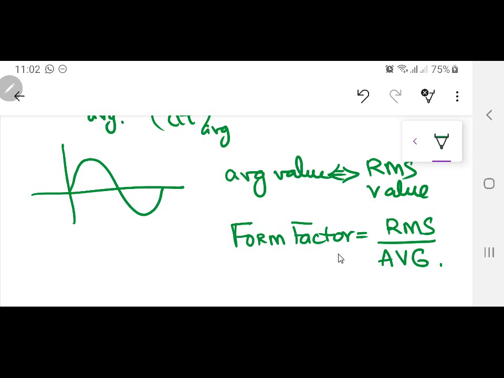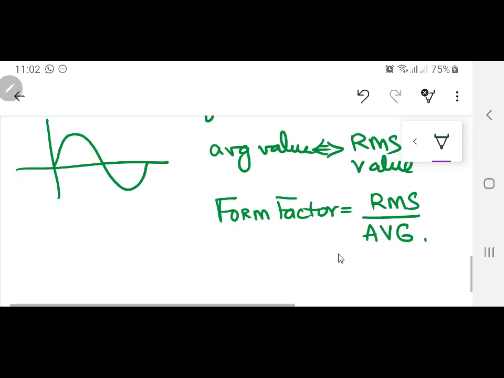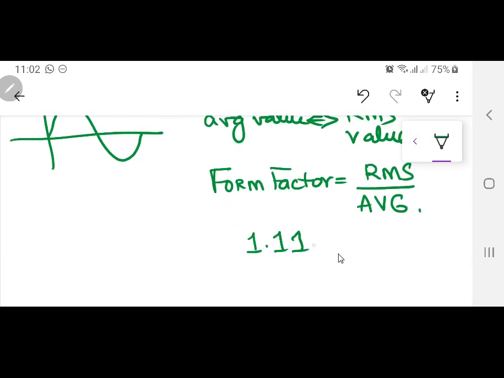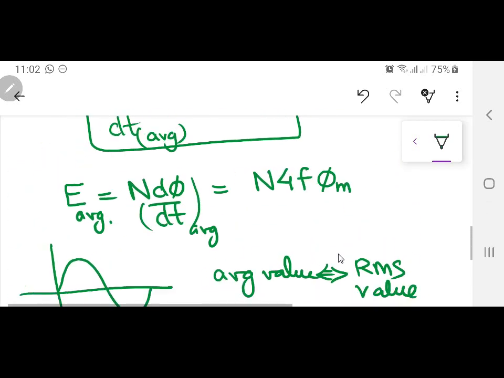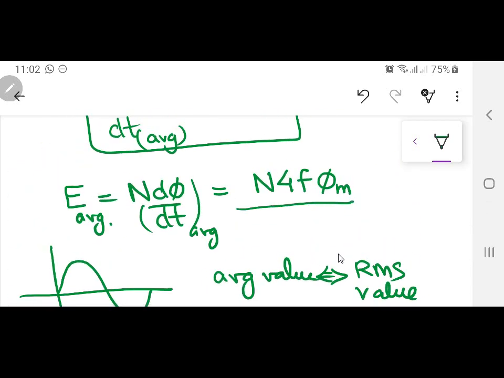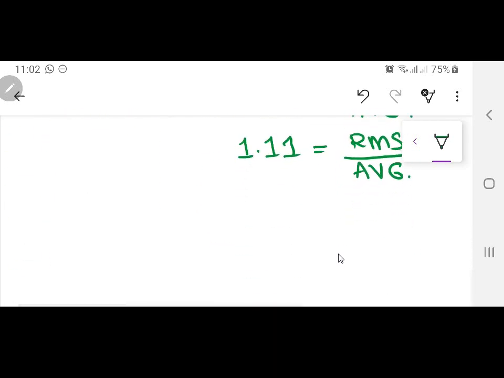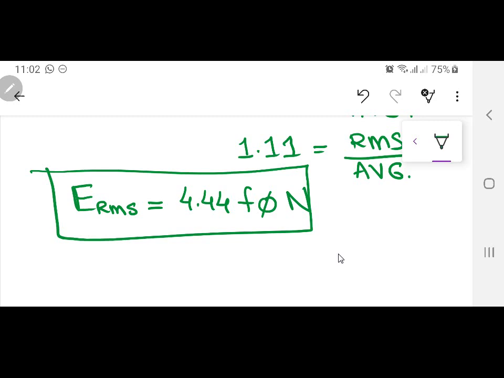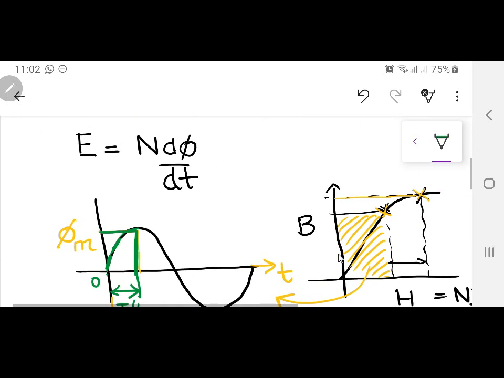Remember? Form factor. RMS value divided by average value, there was a form factor. And for sine wave, this form factor was equal to 1.11 for RMS divided by the average value. Now here you know the average value. Average value we already know of E average. This is equal to N 4 f phi m. So this means if I am interested in E RMS, this is going to be equal to 4.44, because 4 into 1.11 is equal to 4.44 f flux phi into N. This is the same equation which I told you in the very start.